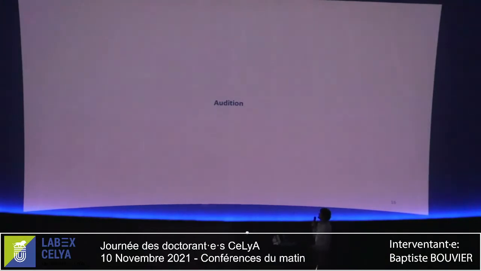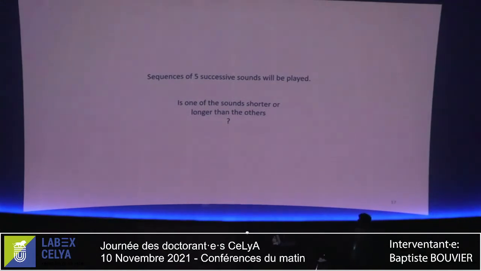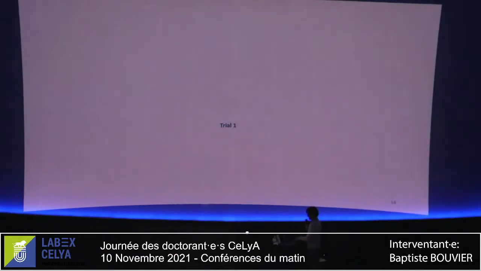So how can we adapt it in audition? I will have to change the instructions. This time, you will hear sequences of 5 sounds. Be careful, because they are brief. They last about 1 second. And the question you have to answer is just, is one of the sounds shorter or longer than the others? So there is a target. It is either shorter or longer. And you just have to say if it was shorter or longer. You don't have to say where it was in the sequence. So let's go for the first trial.